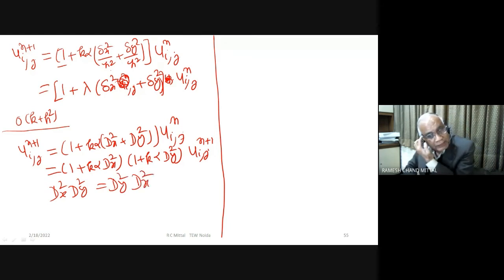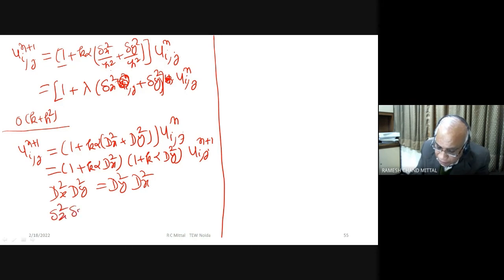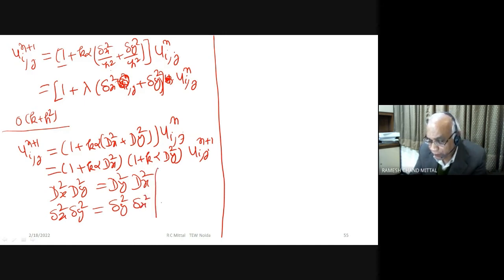Friends, this is not always true. If I take the finite difference operators, ultimately I am going to get delta x² delta y², and it should be equal to delta y² delta x². But this will be true if I take my domain as a rectangle.